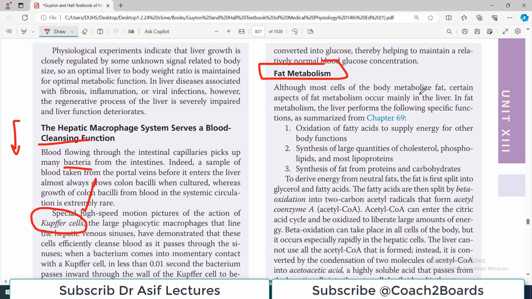Although most cells of the body metabolize fat, certain aspects of fat metabolism occur mainly in the liver, or I would say only in the liver. In fat metabolism, liver performs the following: oxidation of fatty acids, which supplies energy, and synthesis of large quantities of cholesterol, phospholipids, and lipoproteins. And these are very important molecules because cholesterol is then needed for making a lot of different chemicals. Phospholipid is an important component of our cell membranes. And then liver is also involved in synthesis of fat from proteins and carbohydrates. So फैट सिंथेसिस, फैट की कंजप्शन, सारी चीज़ें लिवर में हो रही हैं.